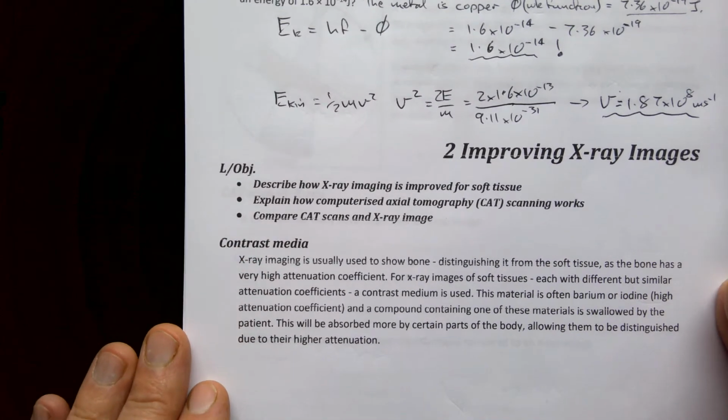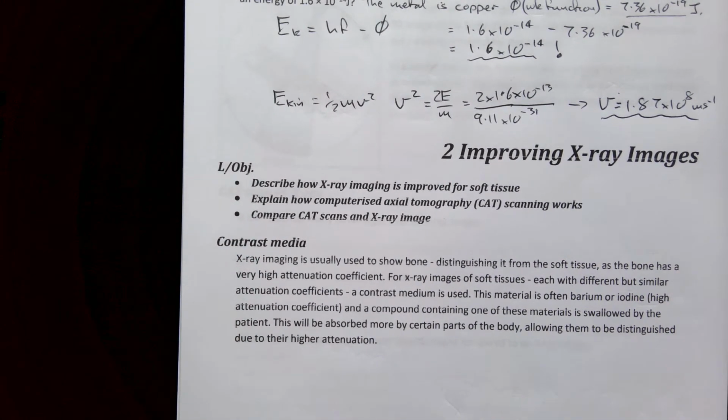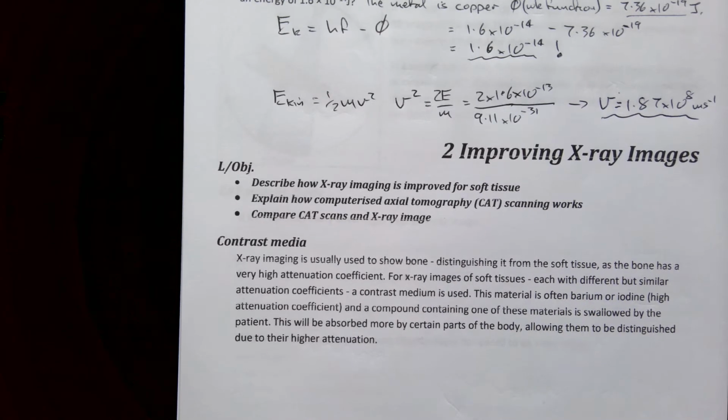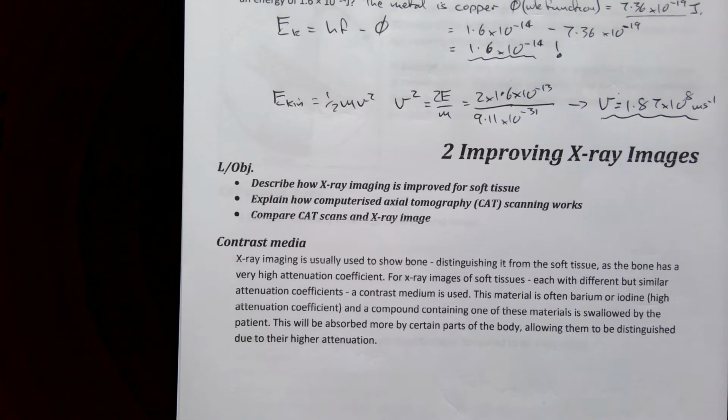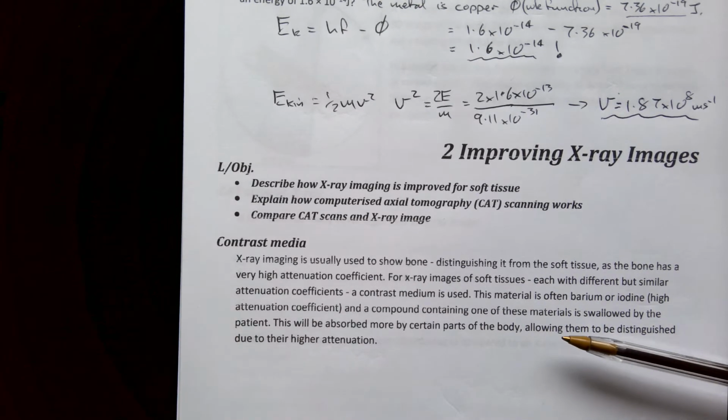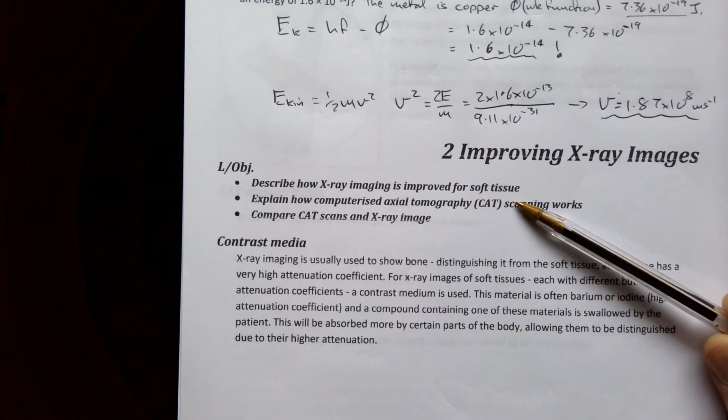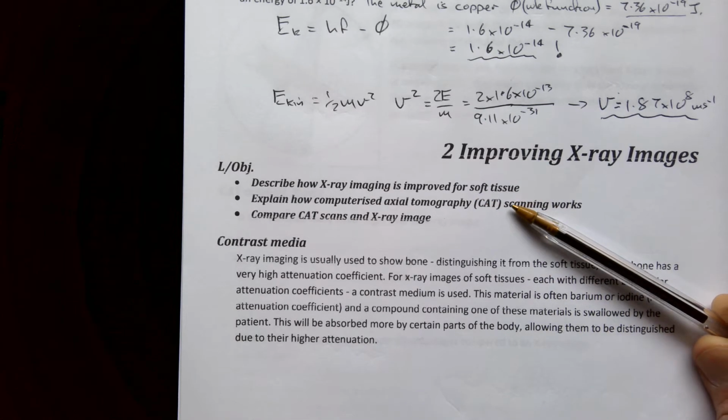So as I said in the first video, you can reduce the voltage on the X-ray tube, and that softens your X-rays. And a soft X-ray is one that works at lower frequencies. So if there are lower frequencies, they're not as penetrating, and therefore they're better if you want to image what's going on in soft tissue.